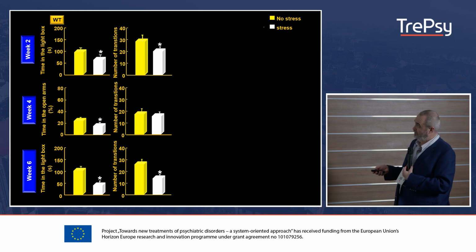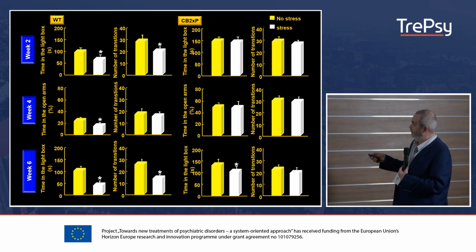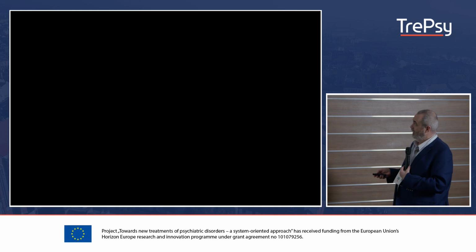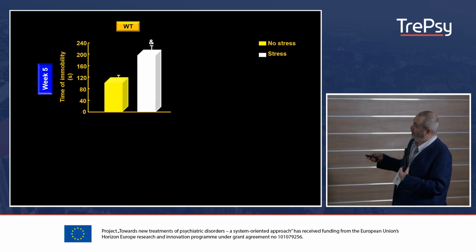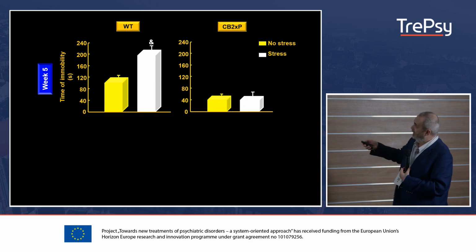And these are the results in the wild type mice. At the beginning, at 2 weeks, we begin to have some anxiety that increases on week 4 and is very, very evident on week 6. In the mice overexpressing the CB2 receptor, there was no effect at all for 4 weeks, and there was a small effect at 6 weeks. What we found on week 5 is an increase in the time of immobility.